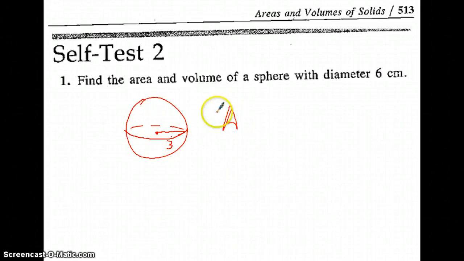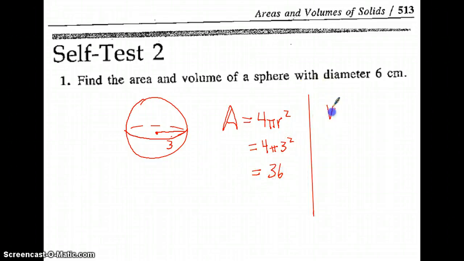Area, they call it area. I think they should be consistent and call it total area, or surface area, something like that. Anyway, the area is 4 pi r squared, which here is 3. So I want to square just the 3. 3 squared is 9. 9 times 4 is 36.